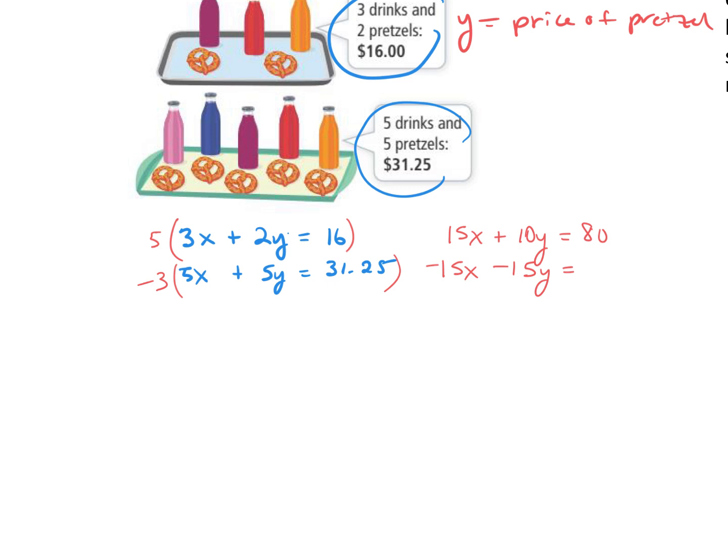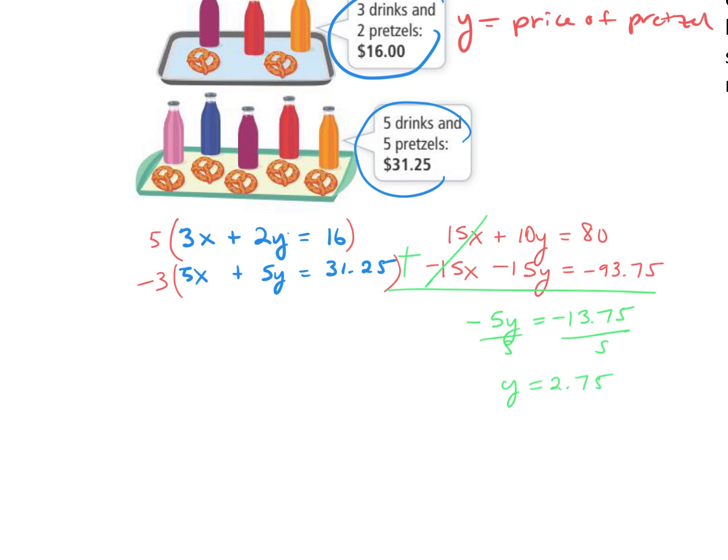is negative 93.75. All right, now let's add our equations together. Our x's are opposites, those add up to 0. Then we have 10y plus a negative 15y is negative 5y equals 80 plus a negative 93.75 is negative 13.75. Then our last step, we divide both sides by 5, and we get 2y equals 2.75.